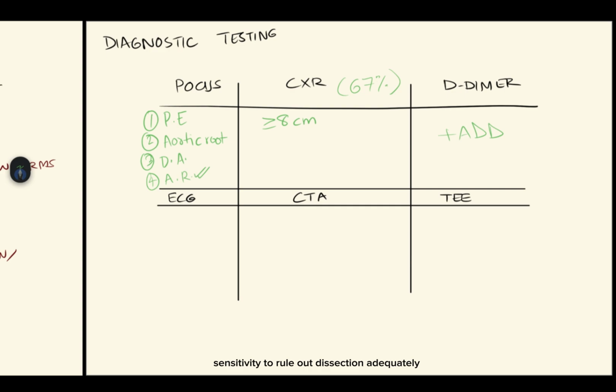rule out dissection adequately. If we talk about ECG, some of the things we need to look for is, do they show a STEMI pattern? Is there a decreased voltage from the pericardial effusion? Is there any LVH from long-standing hypertension? But none of these ECG findings is very accurate or specific for aortic dissection.